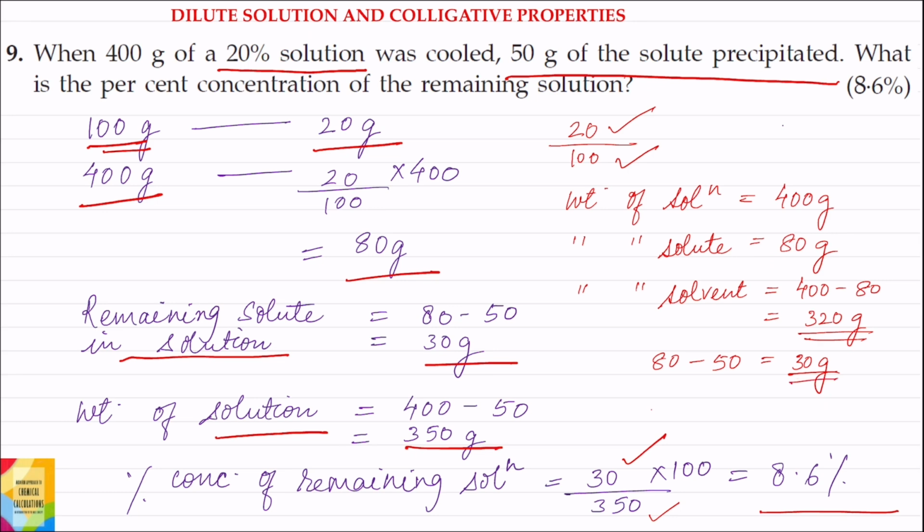So the new weight of solution is weight of solvent, that is 320, plus weight of the remaining solute, that is 30, and this is equal to 350 gram. And to find the percentage of the remaining solution, 30 divided by 350 into 100, and this is equal to 8.6%.